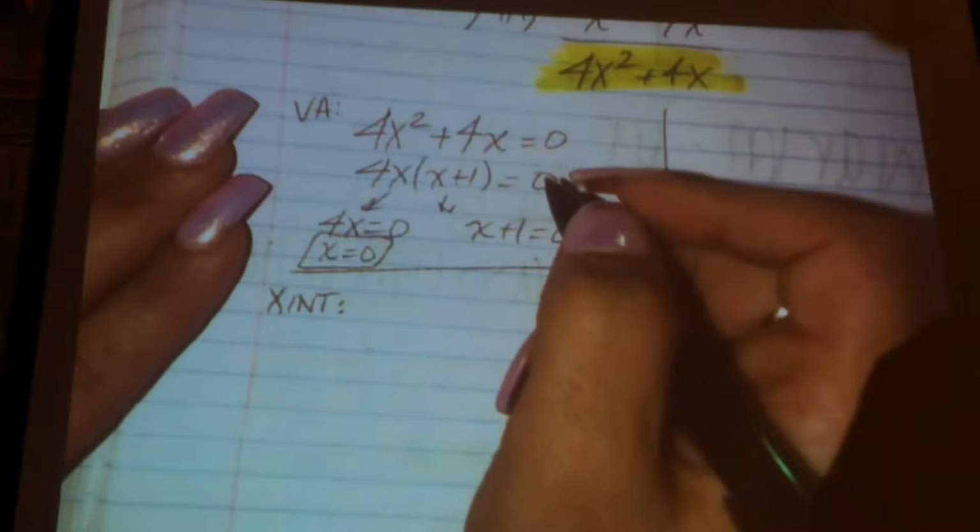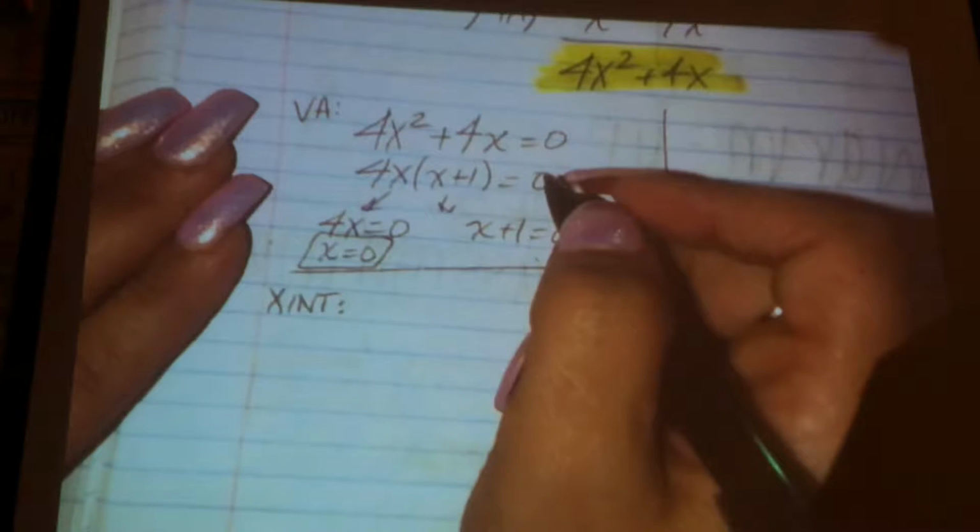If I want the vertical asymptote, all I need to do is set the denominator equal to 0. So 4x squared plus 4x equaling 0. I'm going to take out a 4x and I'm left with x plus 1 equaling 0. I do the 0 product property. 4x equals 0, x plus 1 equals 0. So my two asymptotes are x equals 0 and x equals negative 1.